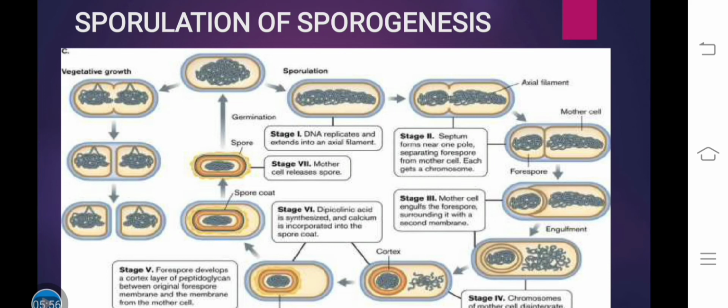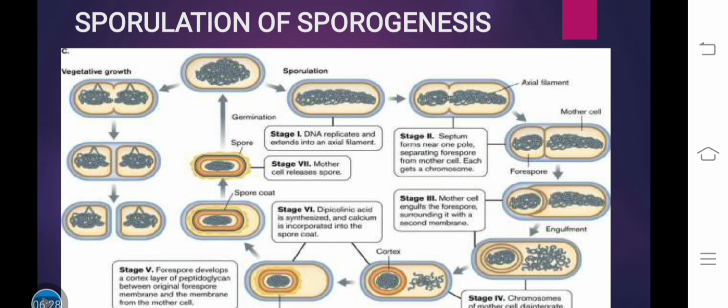Chromosomes of the mother cell start to break down and the forespore develops the cortex layer of peptidoglycan between the original forespore membrane and the membrane from the mother cell. The protein dipicolinic acid is synthesized and calcium is incorporated into the spore coat, and then the mother cell releases the spores.